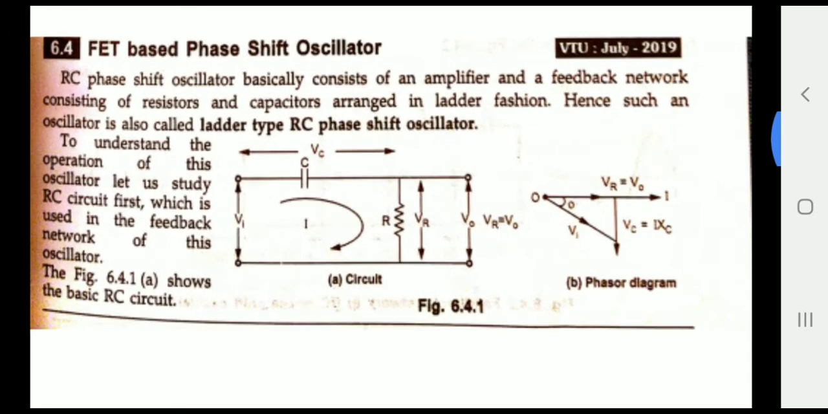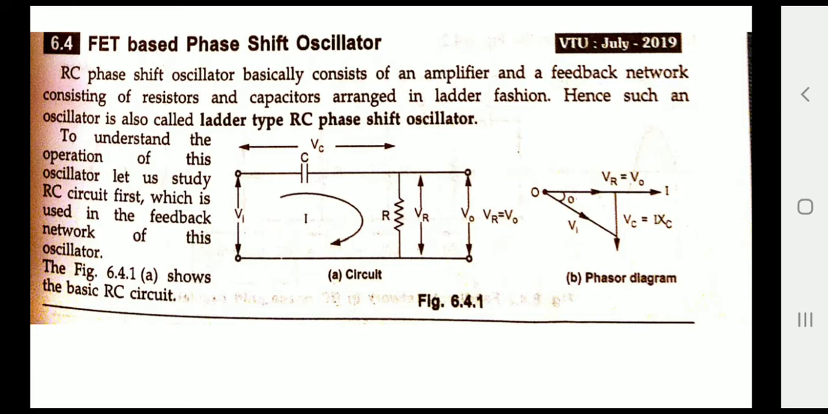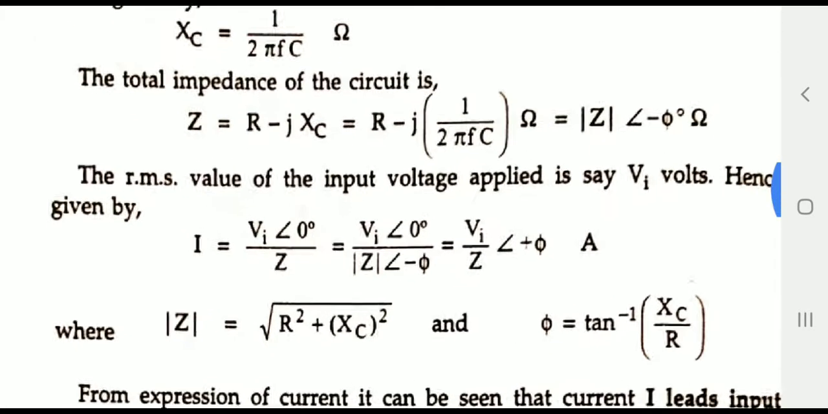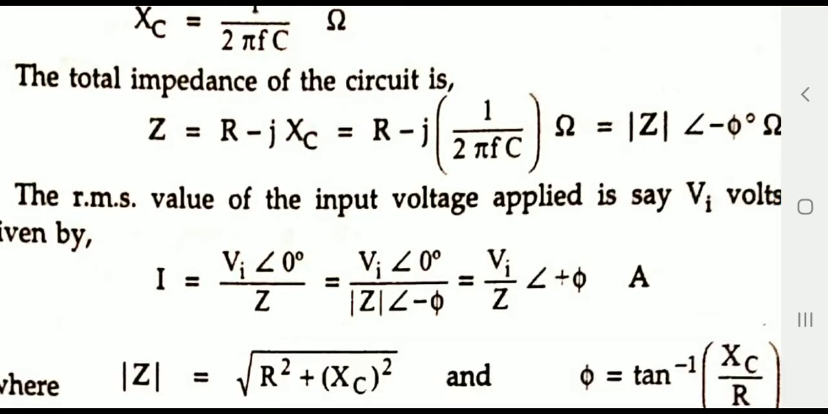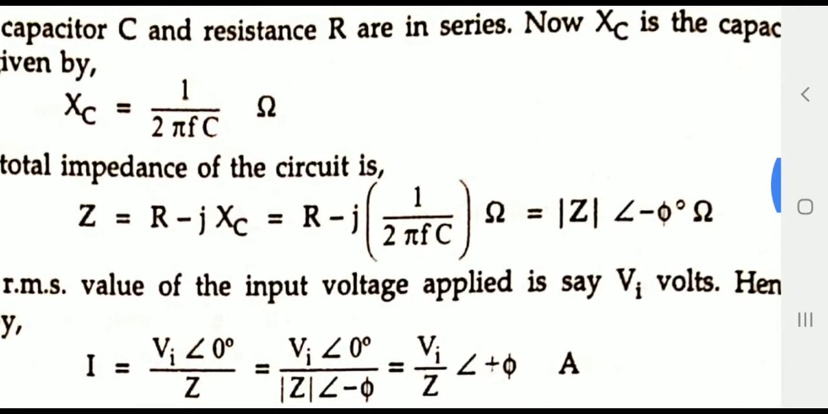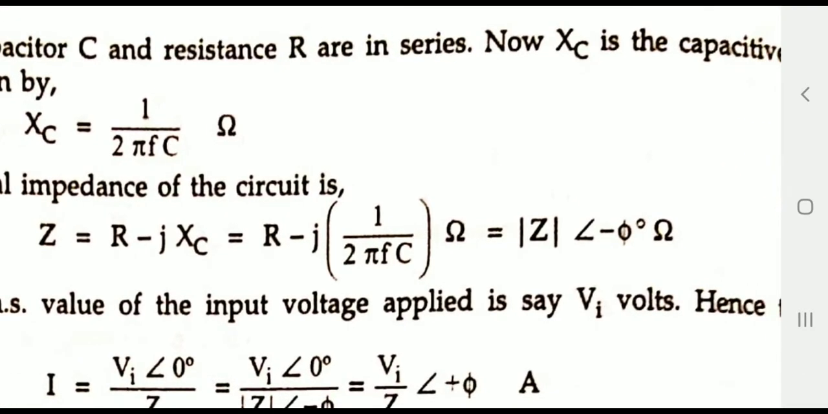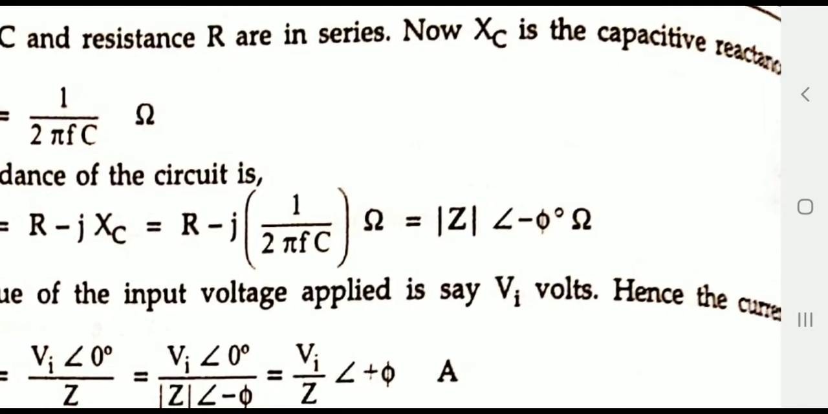So this is a circuit diagram. Here C and R are connected in series. Across the C, the reactance is called XC, and across the R, the resistance is R. Now these two are in series, so you can write the total impedance of the circuit. Here the total impedance of the circuit is Z equals R minus jXC, because they are in series. Here XC is nothing but 1 by 2 pi FC. So substituting that value in this expression, we can write R minus j into 1 divided by 2 pi F into C.